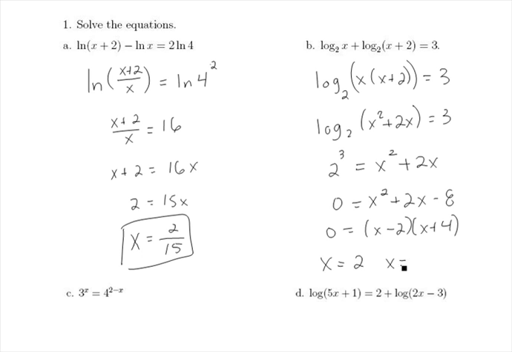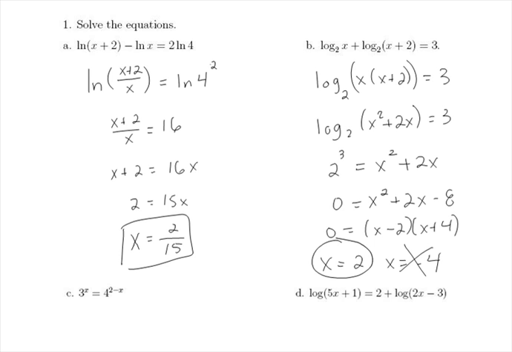Now again, we should check our answer. So if we plug 2 in for x, there's no problem with our log. However, if x equals negative 4, the log base 2 of negative 4 is not defined. Log is never defined at a negative value. So this is not a solution. The only solution to this problem is x equals 2.